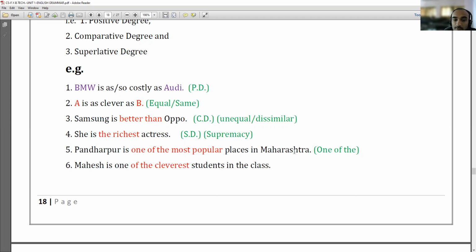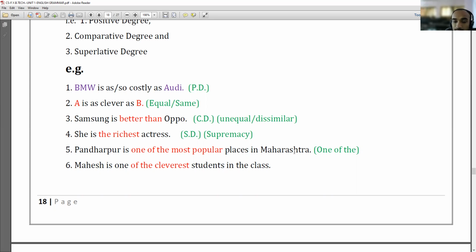Then fifth sentence is Pandharpur is one of the most popular places in Maharashtra. What type of sentence or which kind of sentence is this? Which degree we have used here? सुपरलेटिव्ह डिग्री. Yes, superlative degree. We have used superlative degree adjective in this sentence. Pandharpur is one of the most popular. So most popular, popular, more popular, most popular. So we can take its meaning as Pandharpur is one of the most popular places in Maharashtra.